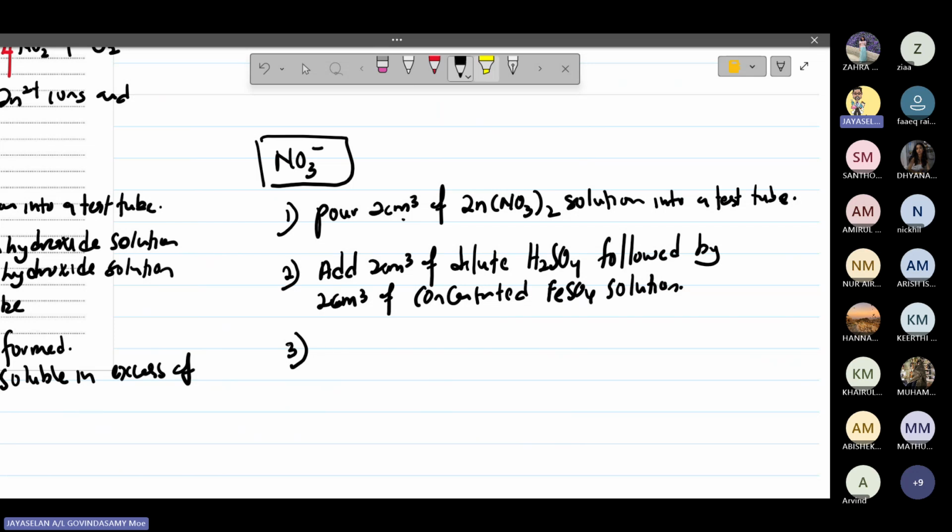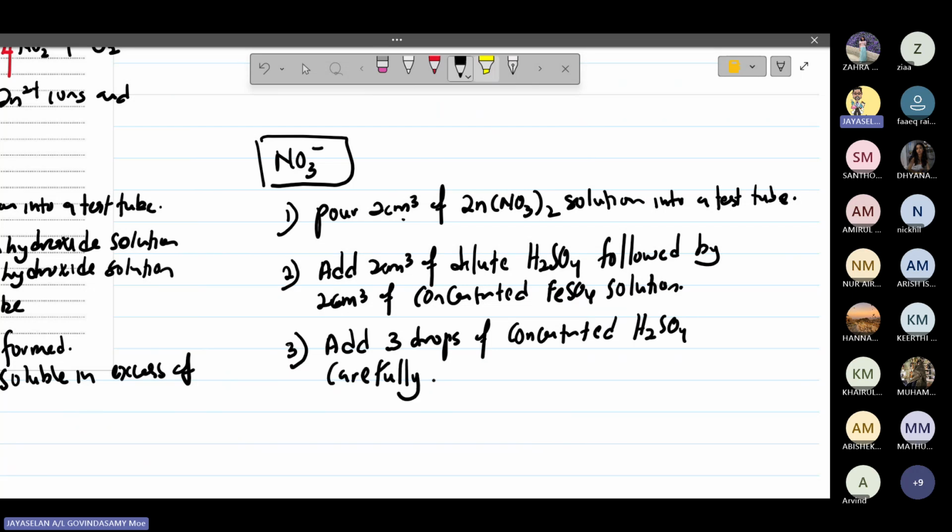Okay, point number 3. You put what? Add 3 titis, drops of concentrated sulfuric acid. Put this word carefully. Kalau you ada masa, you tulis without shaking the test tube. Okay, you already score point number 3.